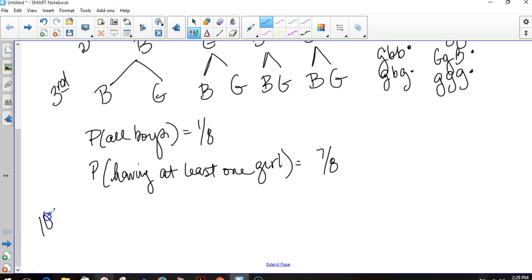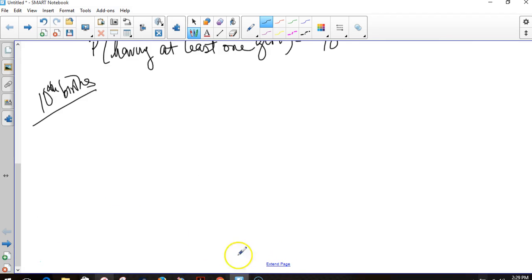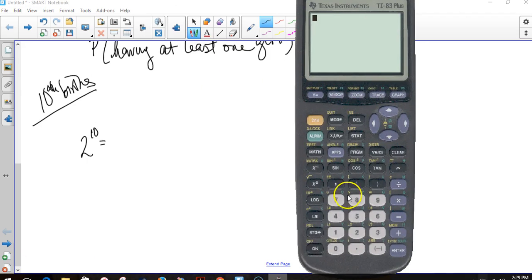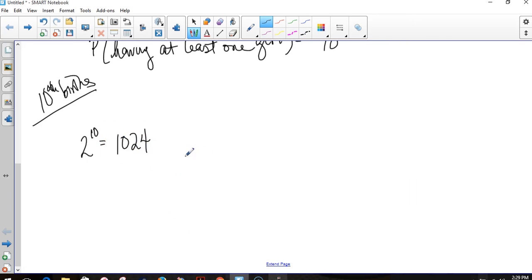Goodness, right? So if there were 10 births, just to keep the same storyline, each time there's only 2 things that can happen, and that's going to happen 10 times. And so I can find out what 2 to the 10th power is in my calculator. So pull that up, and I will say 2 to the 10th power. There are 1,024 different permutations.